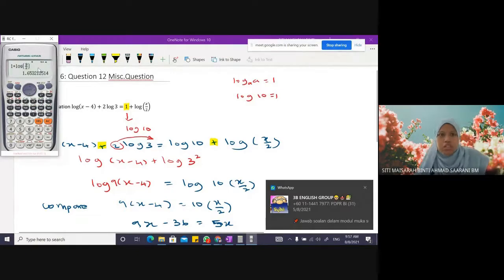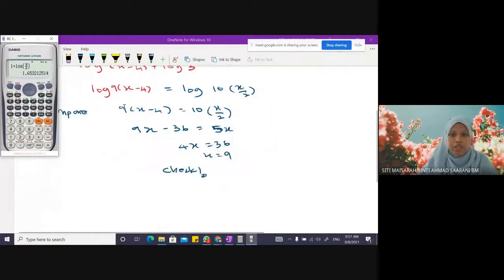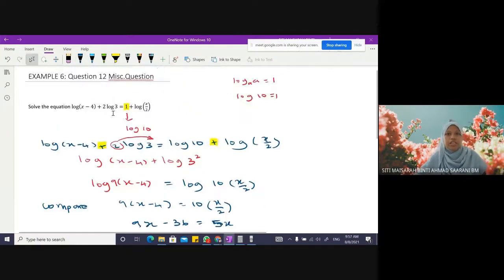This is also equal to the left side. It still gets 1.65, 3212514. So this one can be the answer. It means this X is correct to satisfy this equation. So X equals 9 as the final answer. So the only one you don't need to check is the index equation.